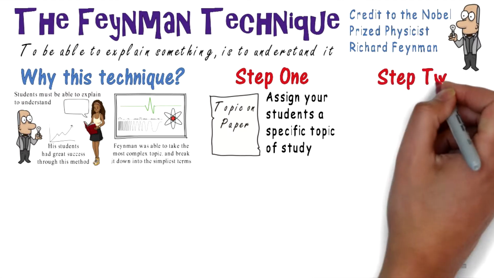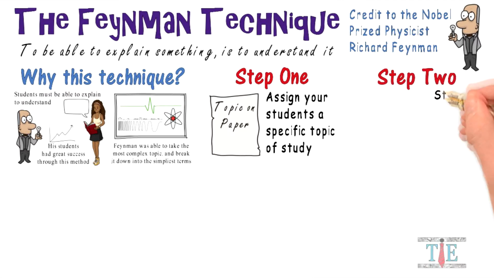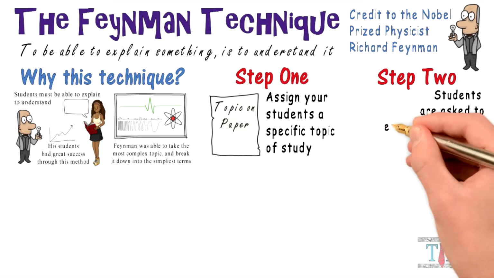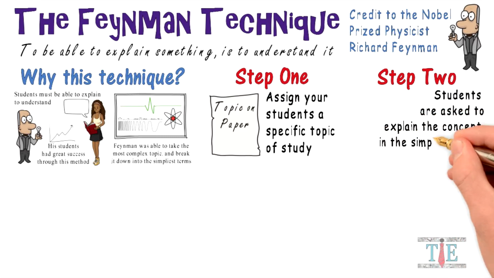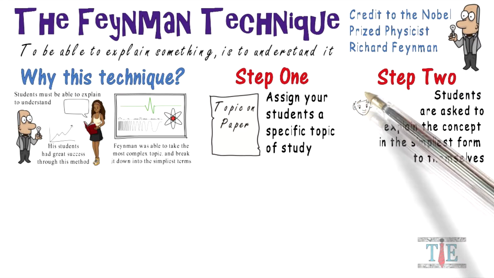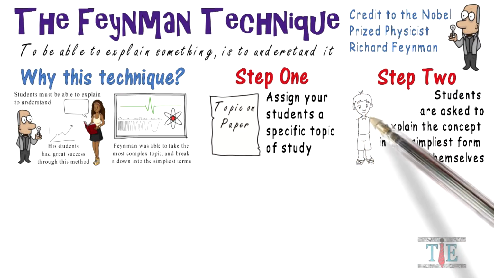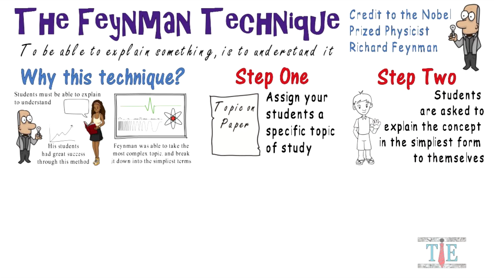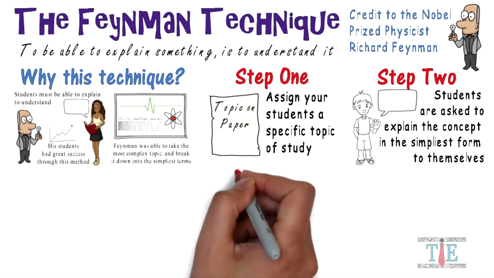Step 2. Students are asked to explain the topic to themselves in the simplest form. When explaining the topic, students will activate prior knowledge, formulate ideas, organize information, and most importantly, they will get stuck during the process and not be able to fully explain it.